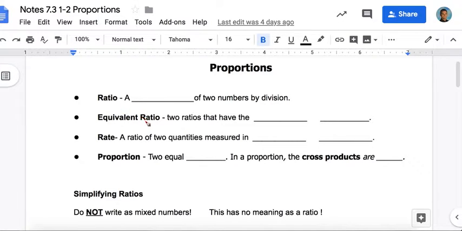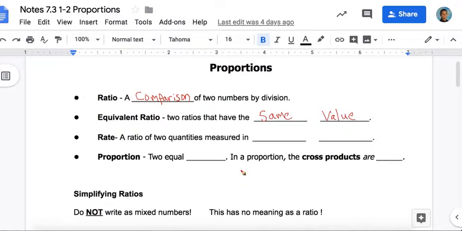a proportion. So a ratio is a comparison of two numbers by division. An equivalent ratio would be two ratios that have the same value, because equivalent means equals. So they have an equal value.